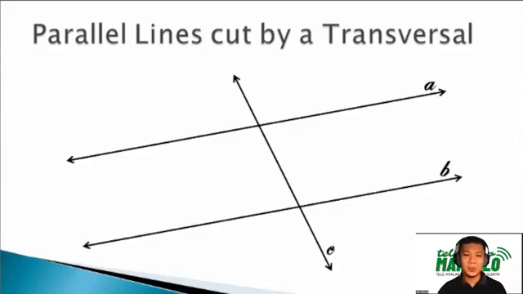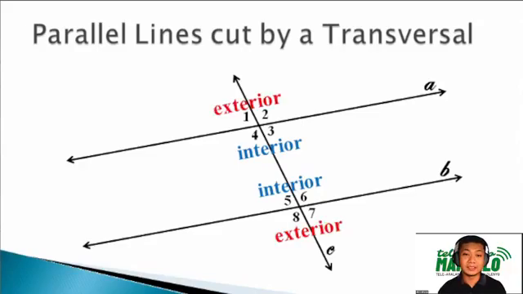Now, we can identify different angles: 1, 2, 3, 4, 5, 6, 7, and 8. Angle 4 and angle 3, as well as angle 5 and angle 6, are what we call the interior angles, obviously because they are inside those parallel lines. How about the exterior angles? Those are angles 1, 2, 7, and 8. Yes, of course, they are outside, or the exterior part of those parallel lines, A and B.